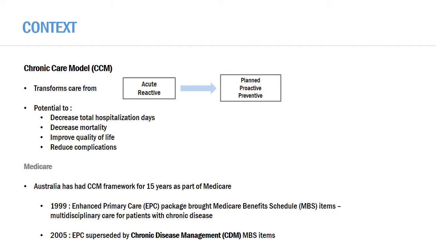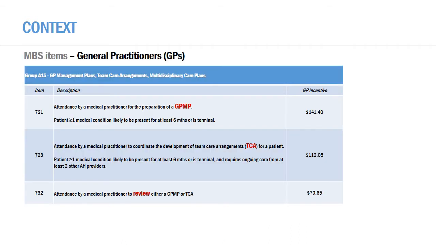Australia has had a chronic care framework in place for 15 years as part of Medicare. It started in 1999 with the EPC package introducing Medicare items for multidisciplinary care in chronic disease, and this was replaced in 2005 by CDM items.